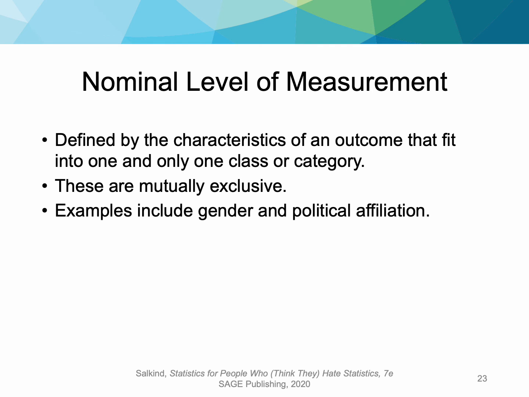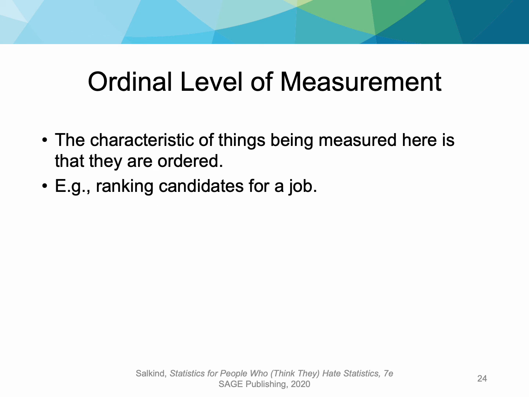Nominal level of measurement is defined by the characteristics of an outcome that fit into one and only one class or category. These are mutually exclusive. Examples include gender and political affiliation. Ordinal level of measurement. The characteristic of things being measured here is that they are ordered. An example would be ranking candidates for a job.